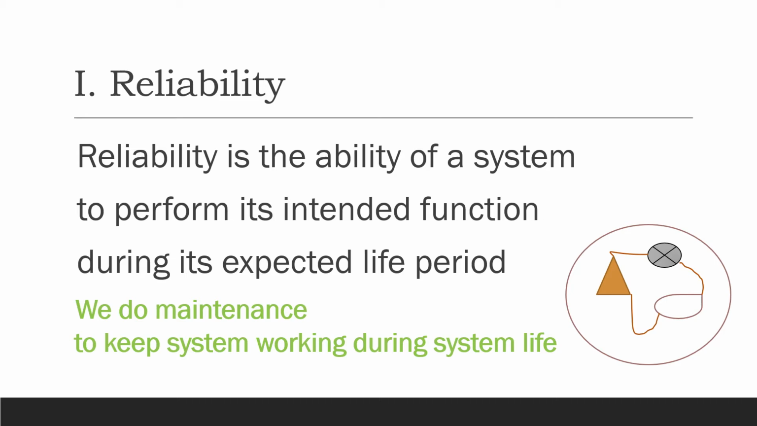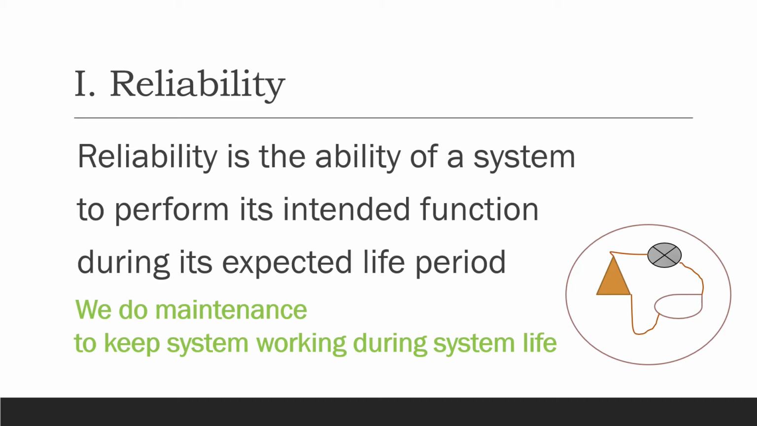So what's reliability? It is the ability of your system. Here's a cartoon of your system, and it's all connected. Reliability is the ability of the system to perform its intended function during its expected life period. Nothing keeps functioning forever, so there is always an expected life for each of the components of the entire system.